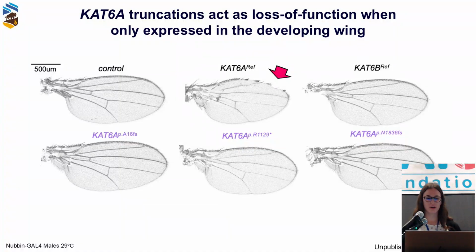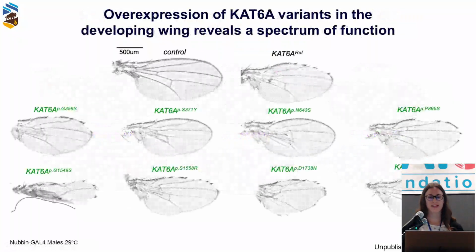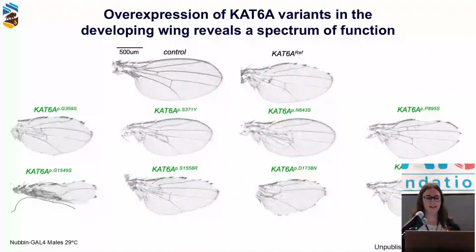And so these are the truncating variants here, and we see that the wings look similar to the control wing, and they're less severe than the overexpression of the KAT6A reference. And so again, this could indicate a loss of function of those variants. What was really interesting is when we overexpressed the KAT6A missense variants, we found that the wings actually were similar to the reference or worse than the reference. Again, giving us more clues that these variants could potentially gain a function.